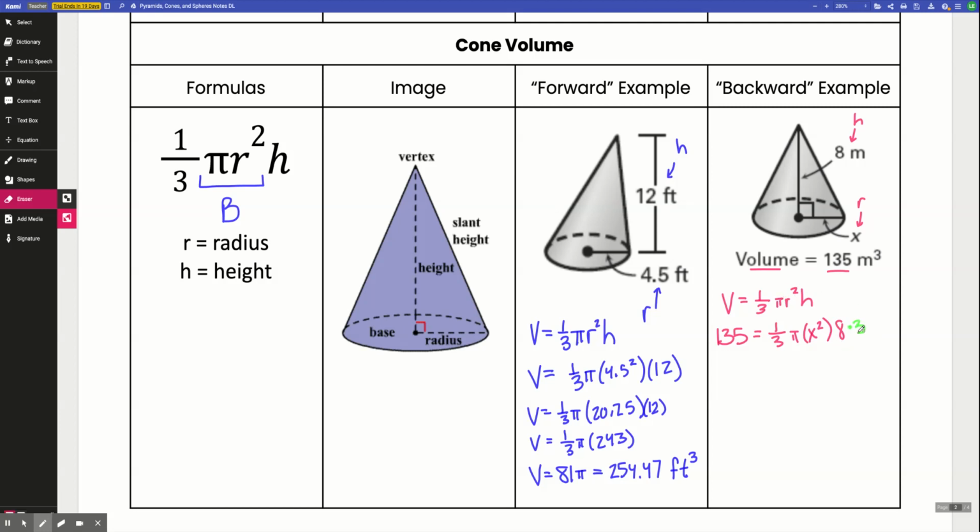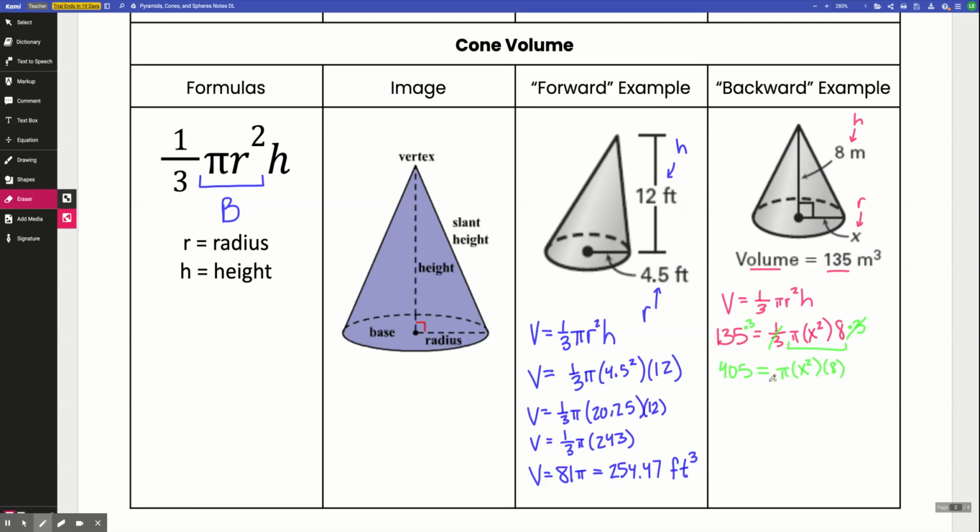I'm going to multiply both sides by 3 first, just because that's going to cancel out this fraction at the front so that I don't have to deal with it anymore. Okay, remember, when you're multiplying by 3, what that's actually doing on the right-hand side of your equation is getting rid of this fraction. So all that's going to remain is this part, right? Then what you actually multiply by 3 in your calculator is whatever's on the other side of the equal sign. So 135 times 3 is 405. So I have 405 equals pi times x squared times 8.